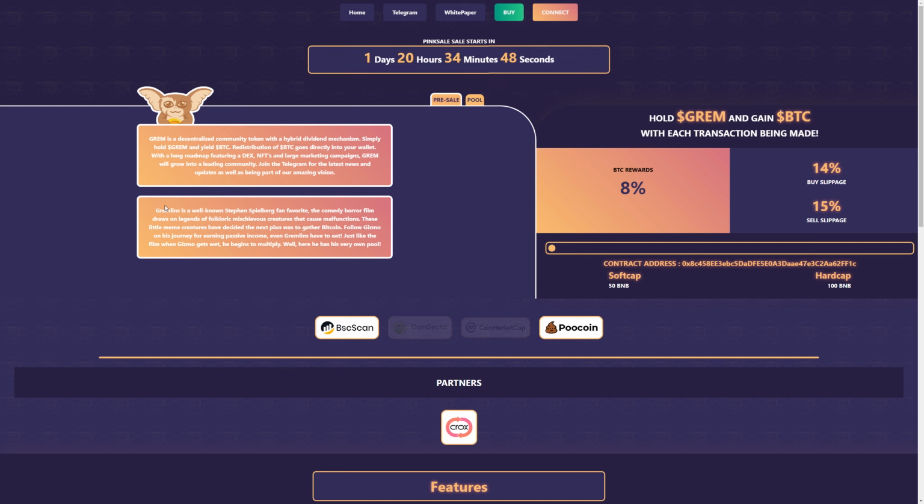And this is just a little backstory right here, what gremlins are, how they come from Steven Spielberg, and what they do in the movie and things like that. But now the little meme creature is on their journey to gather Bitcoin, so you can join them. That's just a little backstory right there. But let's get down to business.